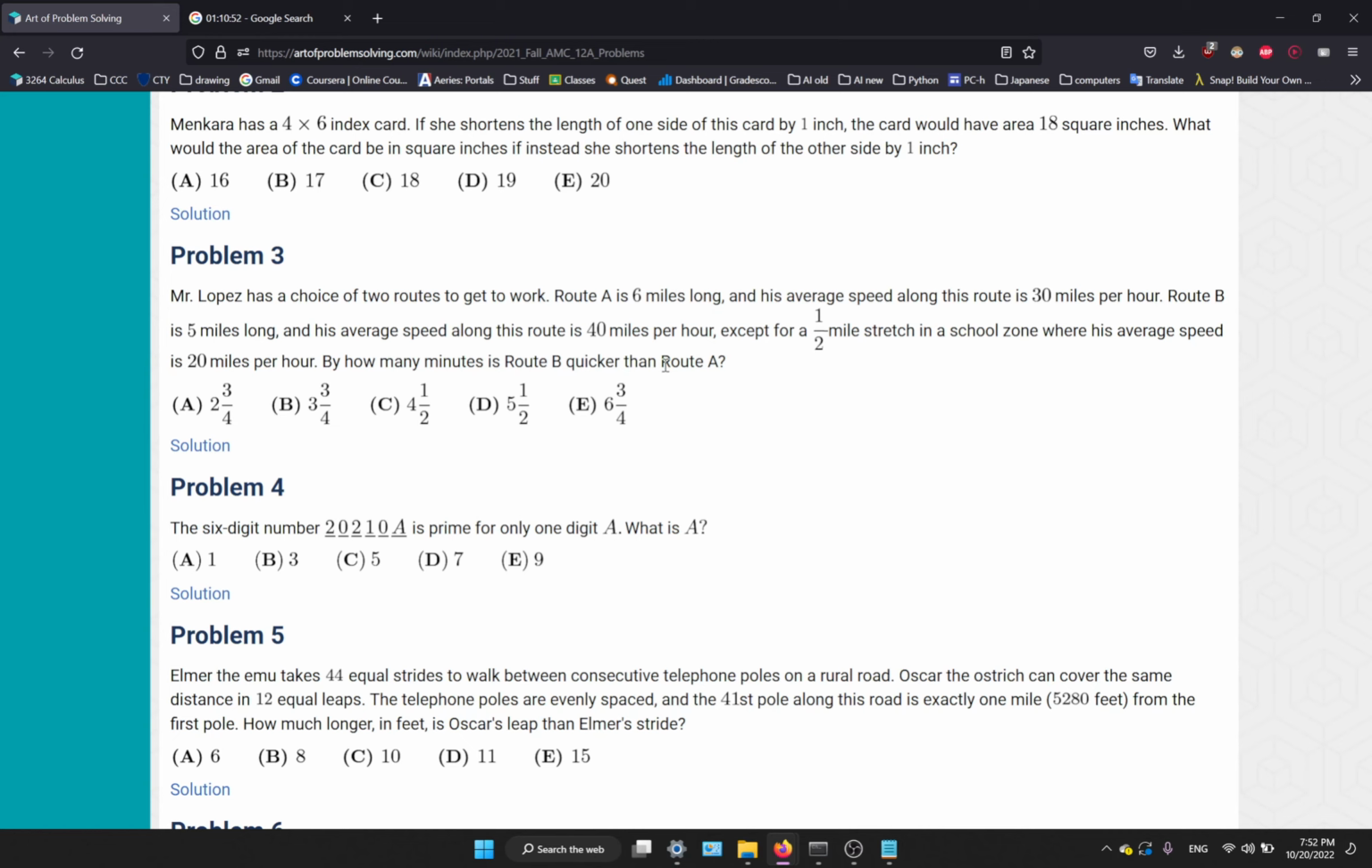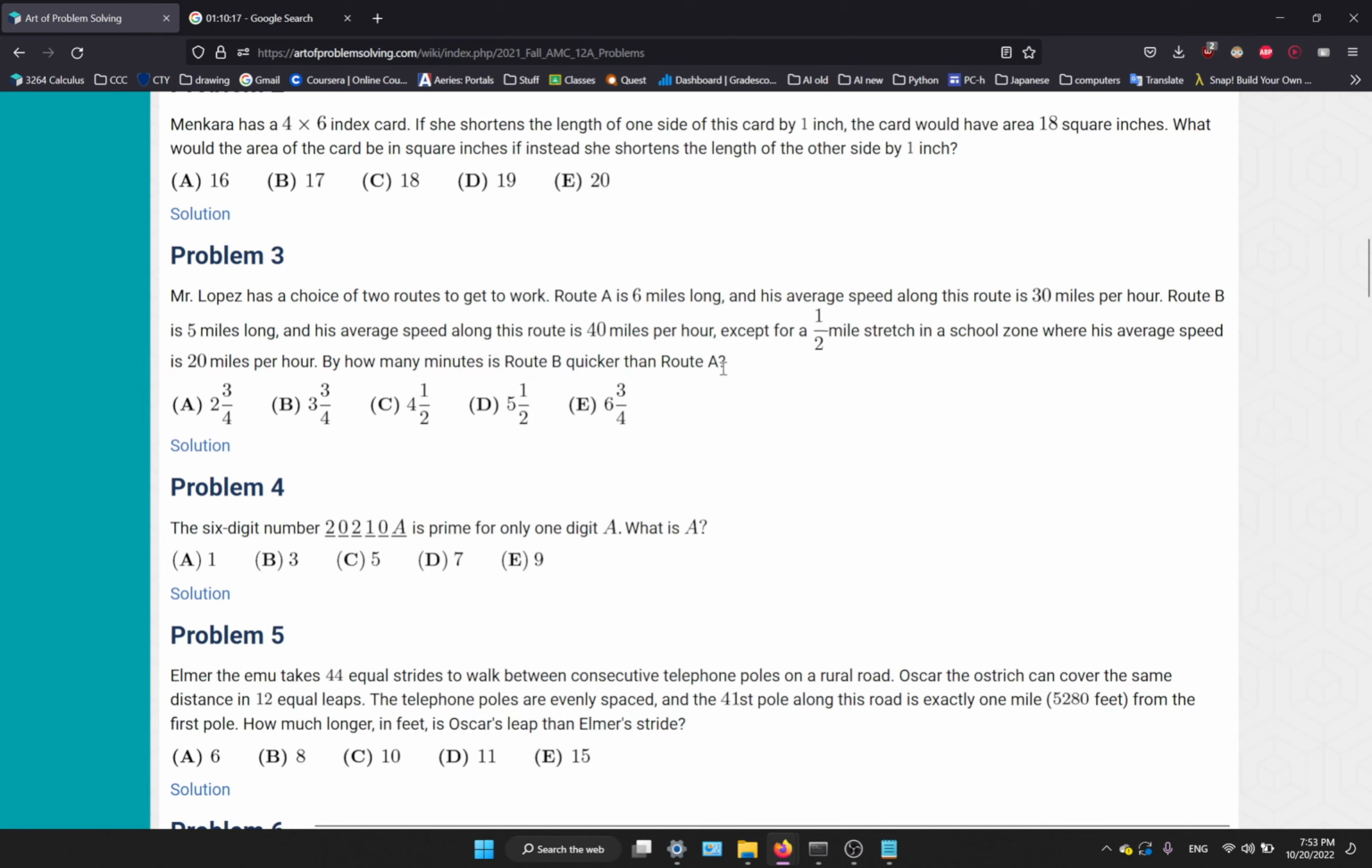So we can actually express the second route, Route B, as two different roads. One road is 4.5 miles long, and he travels 40 miles per hour. And then the second part is 1/2 mile, but how fast does he travel? 20 miles per hour. By how many minutes is Route B quicker than Route A?